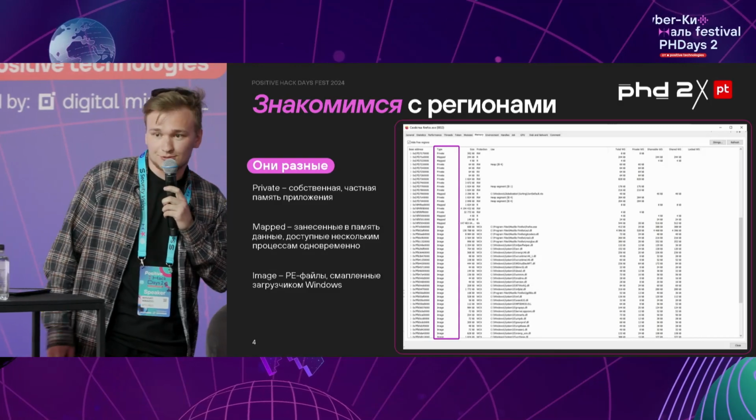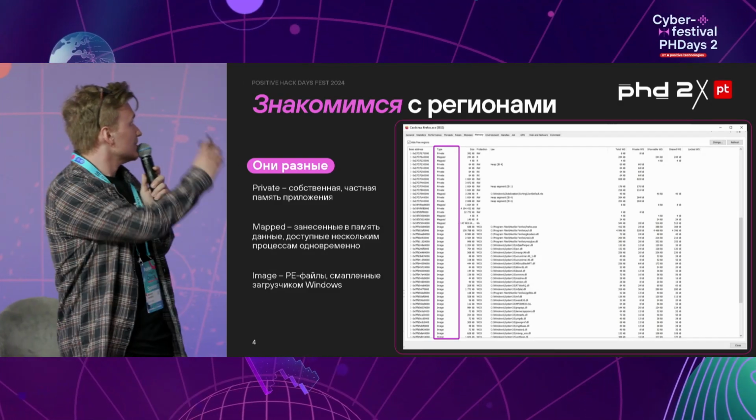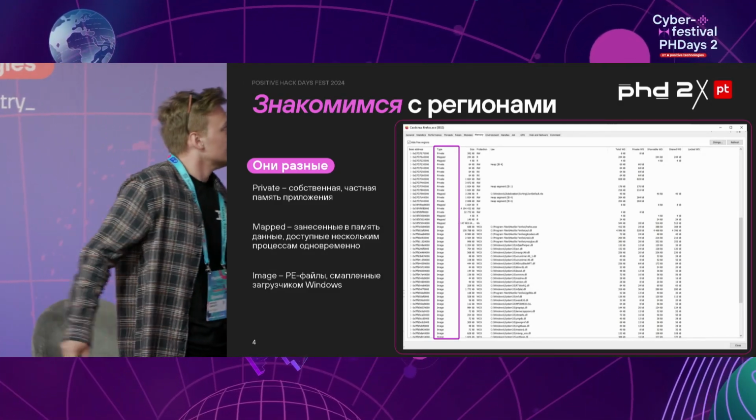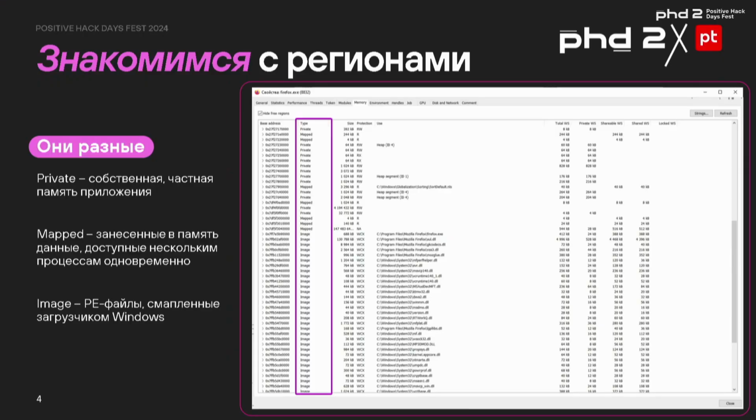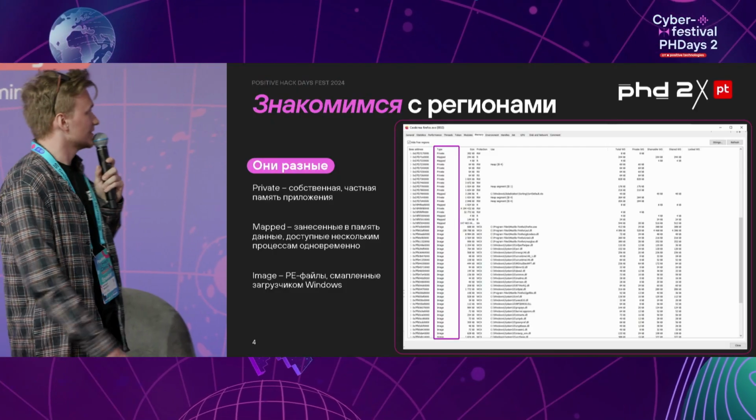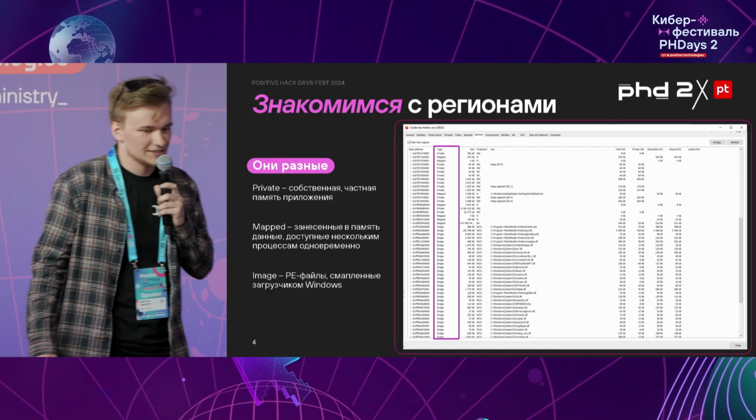Okay, let's talk about these memory regions. What are we talking about and how to deal with them? Memory is a segmented thing. It is segmented into 3 major regions: private, mapped, and image. We can have a look at these regions through Process Hacker, and we can see the type there. Okay, what is the type? I don't know. So I have a look, and with trial and error, I understand the following.